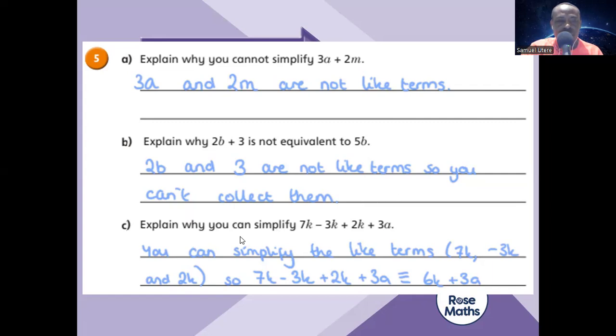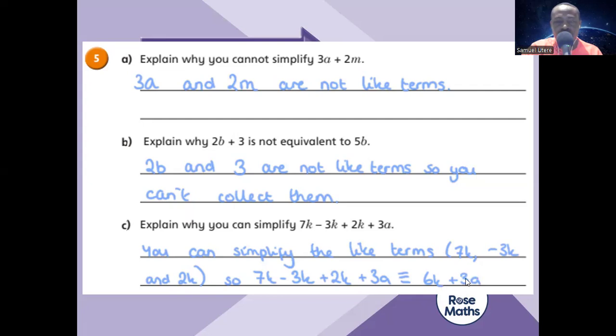And then explain why you can simplify these. Yeah, we can simplify this because we have the 7k. You have k terms. The k are like terms. All right, so we can simplify them. So when we simplify, we'll end up with this.